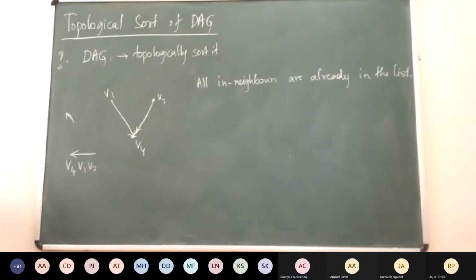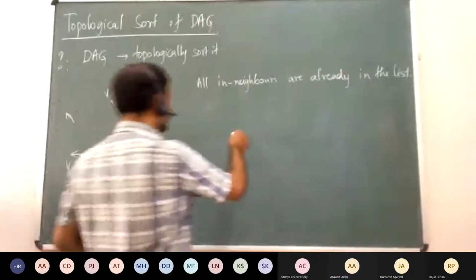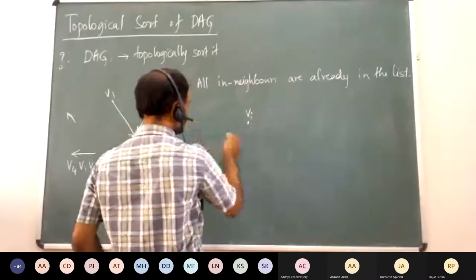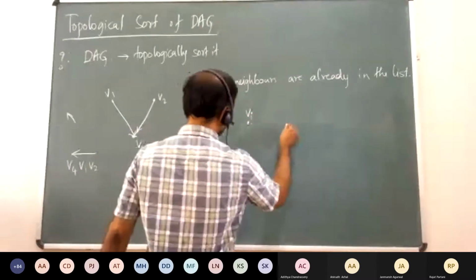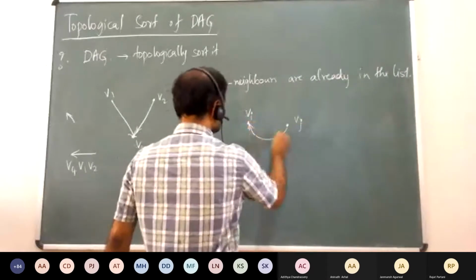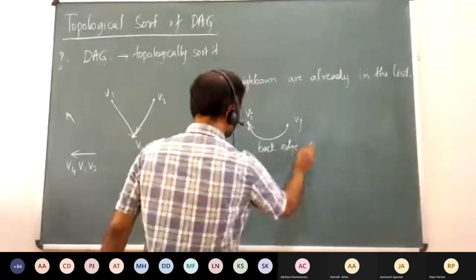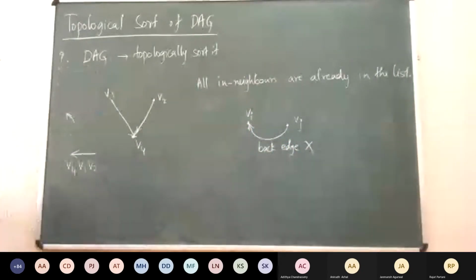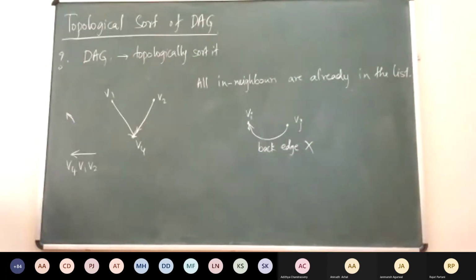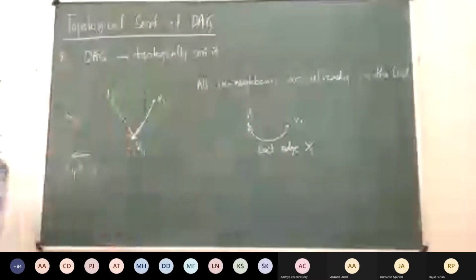So what happens if one of the in neighbors is not in the list? Then it will come later, right? Then there would be a back edge. Suppose we put this vertex Vi, and it has an in neighbor Vj which is not yet in the list. Then Vj would come somewhere later, and there would be an edge like this, which is a back edge, which we do not want. So what Rajat says is that you make sure all the in neighbors of a particular vertex are already in the list before you put it.